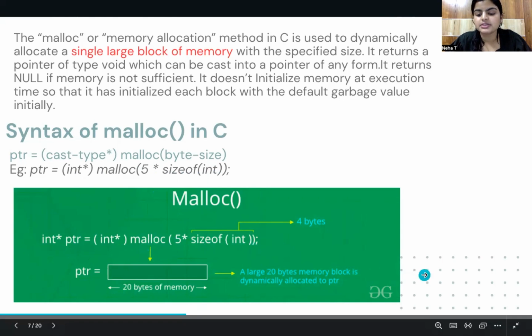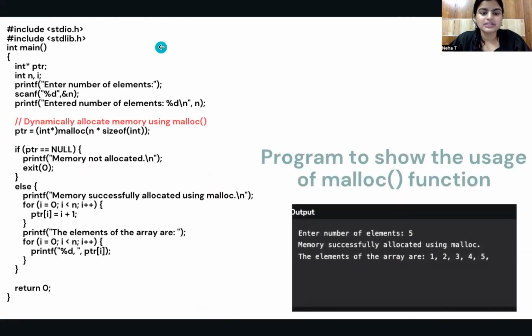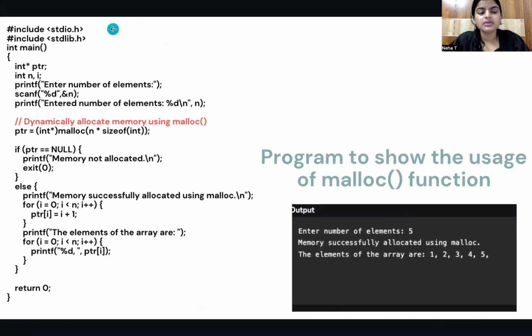So coming to a program using malloc function, we'll just see one program. We'll see an example program here. We'll use the stdio.h header file, and then we need the standard library.h header file because we're going to use the malloc function here.